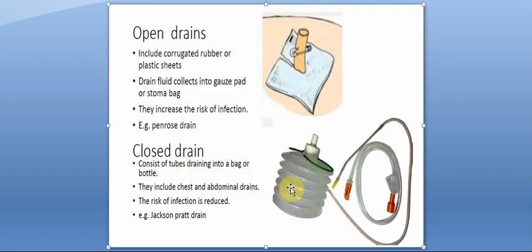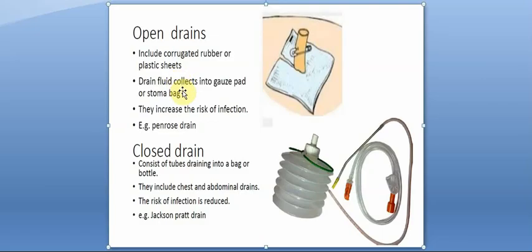Commonly, closed drains are used for chest and abdominal surgeries. After chest surgery or after abdominal surgeries, we can use these closed drains. Examples are Jackson Pratt drain and Hemovac drain. I'll show you the Jackson Pratt drain in the figure later. So this is the first type of drain, open and closed.